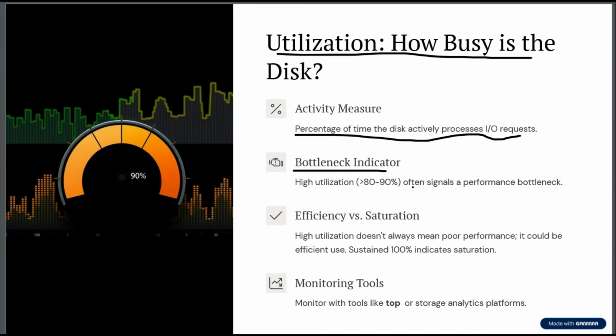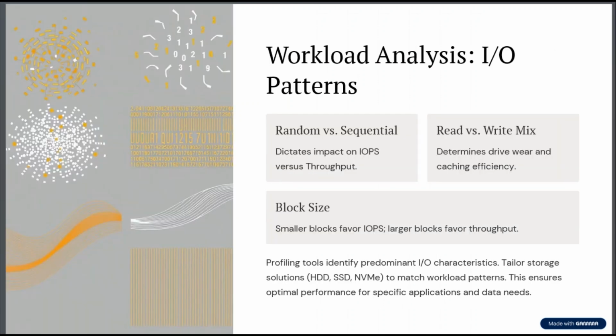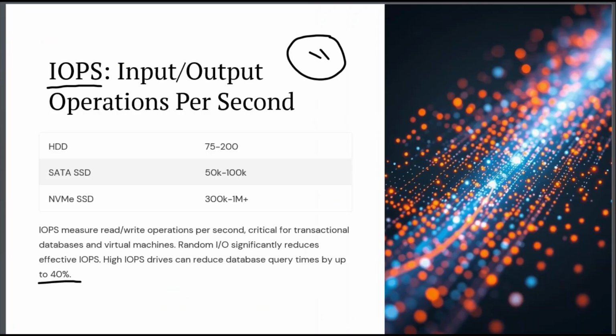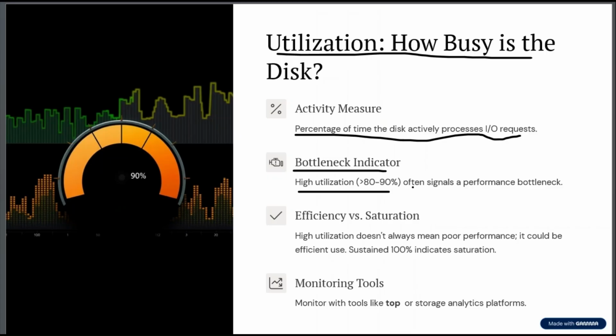The bottleneck indicator: high utilization, which is considered above 80 to 90%, often signals a performance bottleneck. I have already told you what a bottleneck is. A bottleneck is a condition when the system cannot fulfill the requirements of a user. This condition occurs when our disk is highly utilized, more than 80 to 90%.